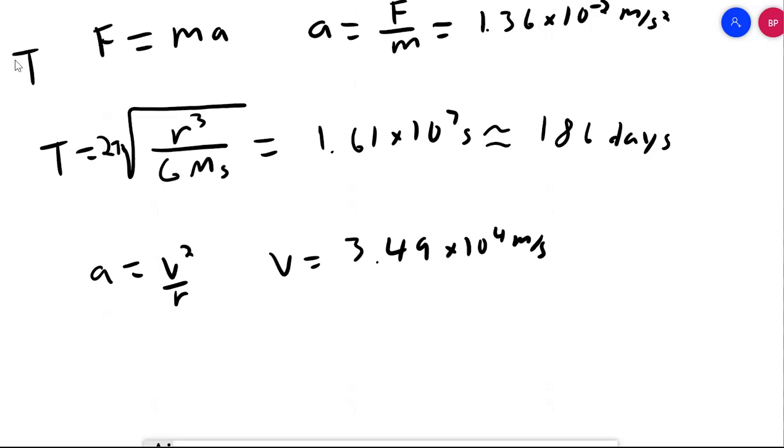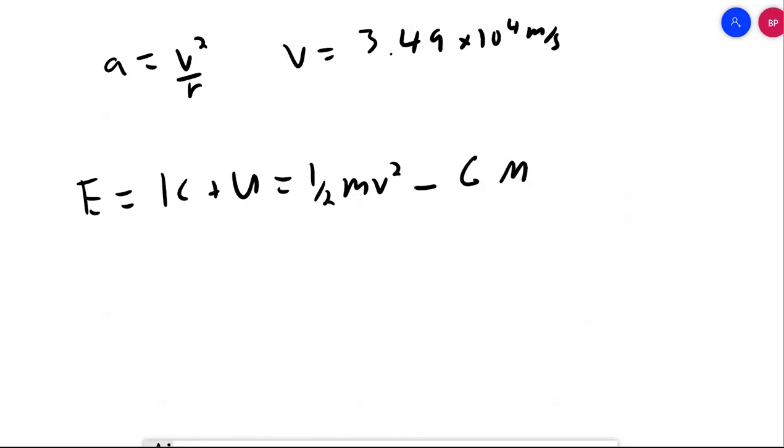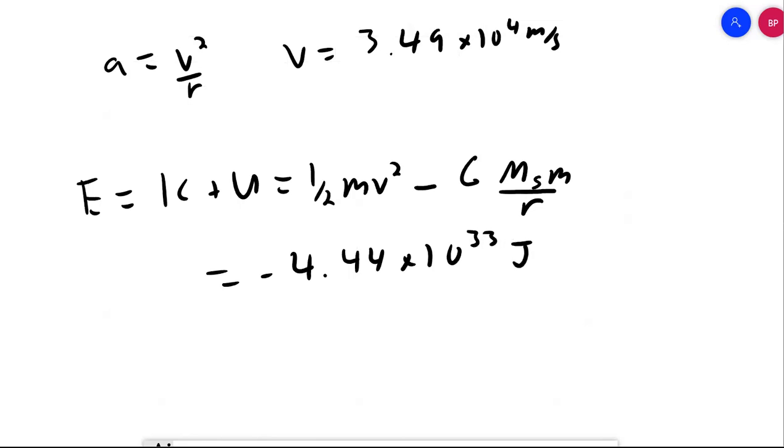And we also wanted to know the total energy. So we just do the same thing that we did before. Our energy is equal to our kinetic energy plus our potential energy. So this is 1/2 mv squared minus G times the product of the masses divided by the distance. If we plug our numbers in here, it's minus 4.44 times 10 to the 33 joules. So it's minus once again, because our planet is bound to our star.